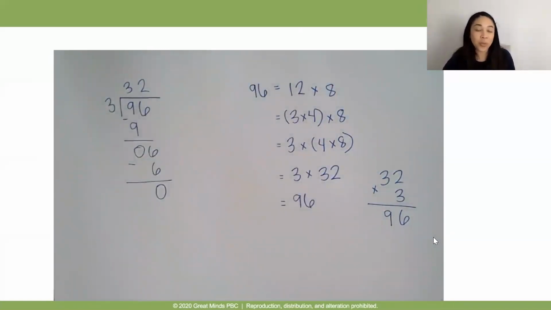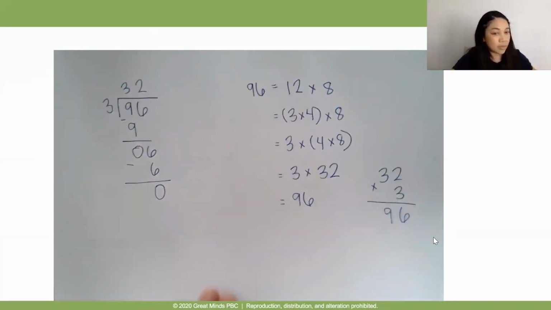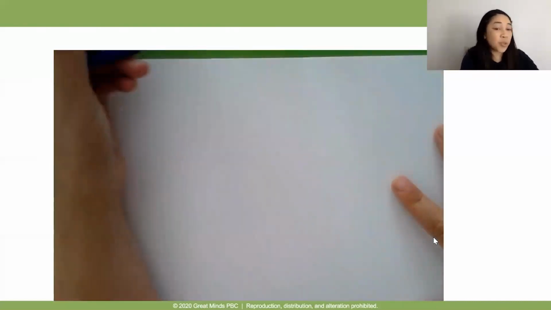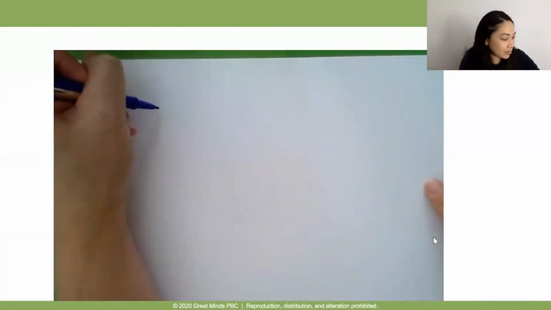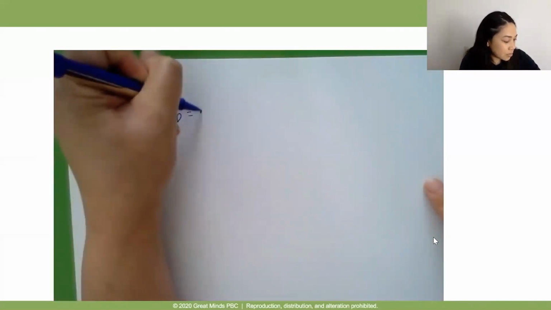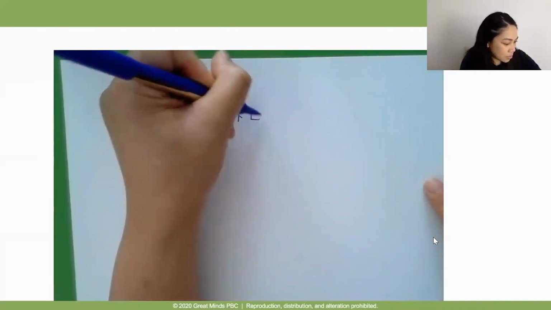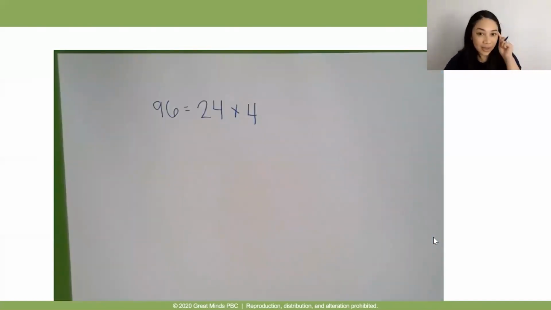Let's prove it again one more time using associative property. On your own, I'd like you to show how 96 is a multiple of 3 while using associative property. But this time, let's try it with the equation of 24 times 4. Think, how can we factor out 3? Pause here and we'll compare afterwards.